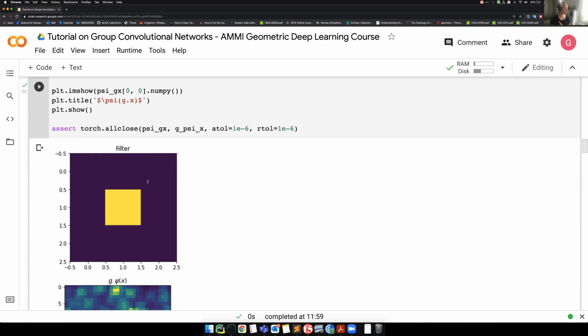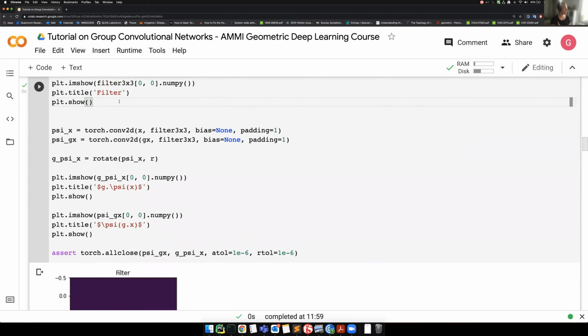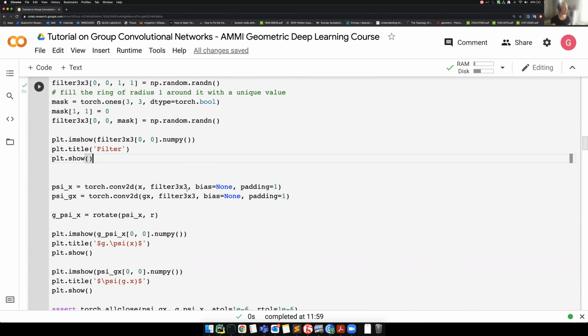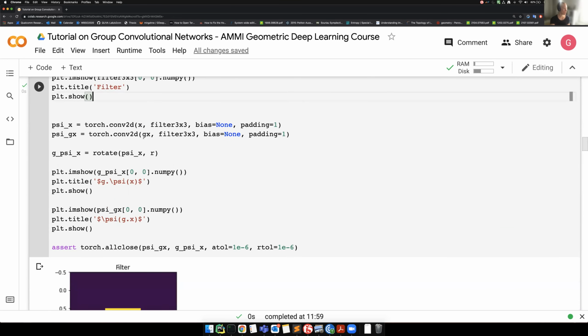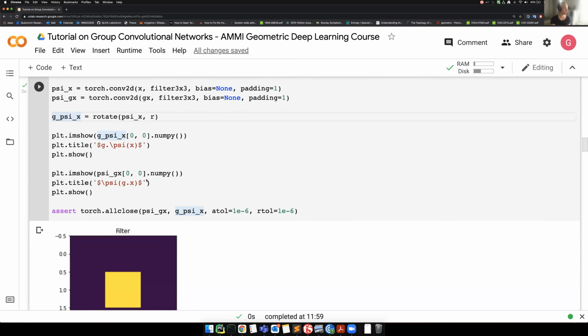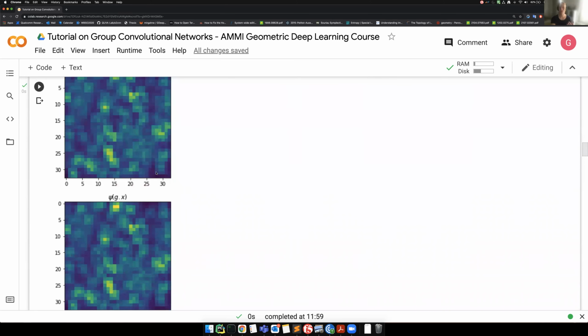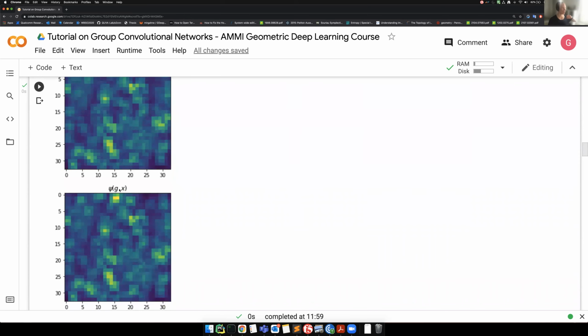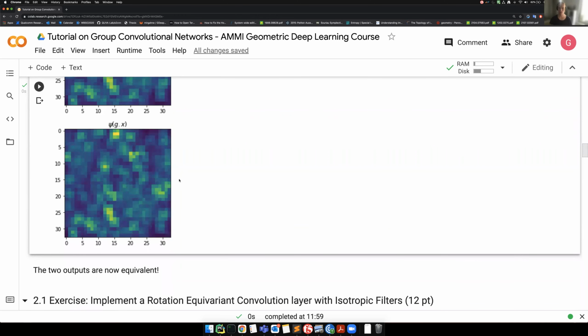Indeed, we can now try to take this 3x3 filter. We generated it by setting the central pixel to a random number and the other pixels around to another random number. We do convolution with it, then we rotate our input, we rotate our output, and we plot them. And now, finally, it looks like the two images are the same. Because this filter is rotation invariant, the output of phi of x rotated by g is the same as rotating x and then applying phi, so the convolution. That's quite nice. We just built a rotation equivariant convolution.